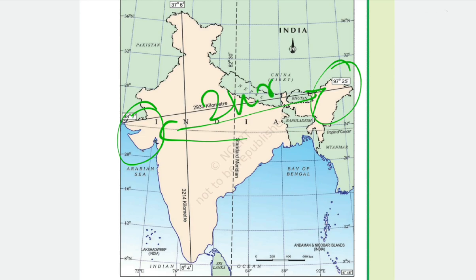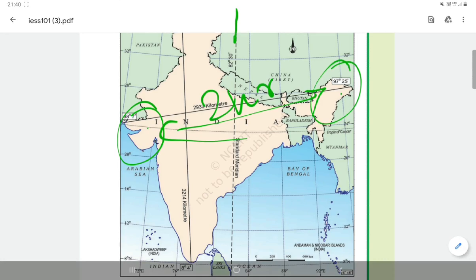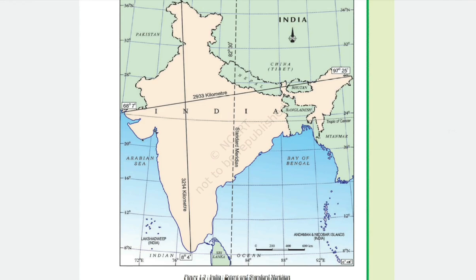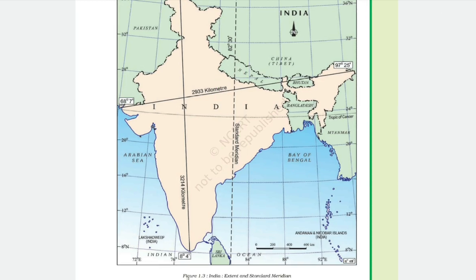Even though there is a 2 hour difference, the watches of the people in these two states show the same time. Why? It is because Indian Standard Time is taken along the Indian Standard Meridian, which is 82 degrees 30 east. As Arunachal Pradesh is in the east, the sun rises there earlier compared to Gujarat.